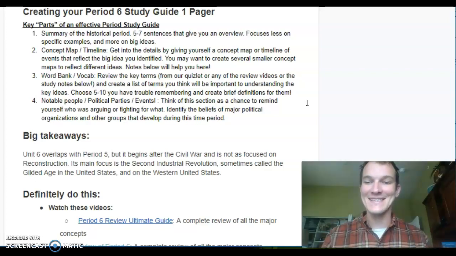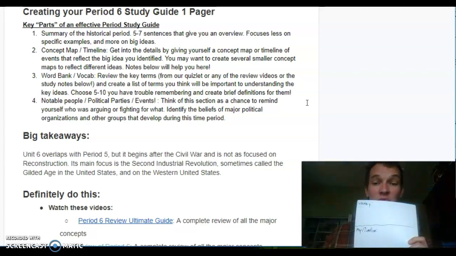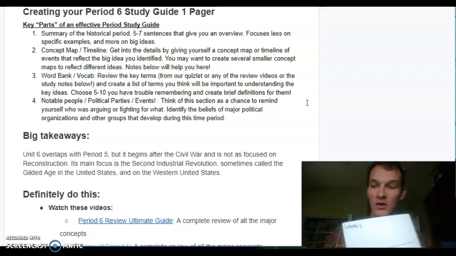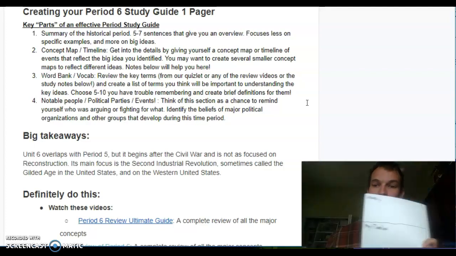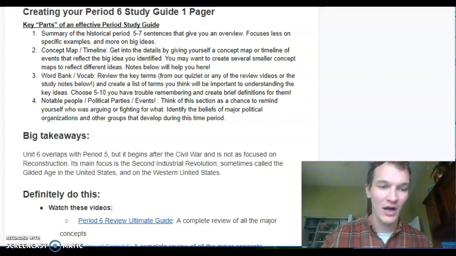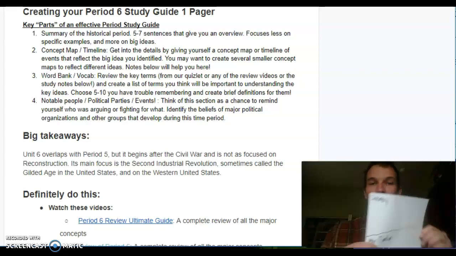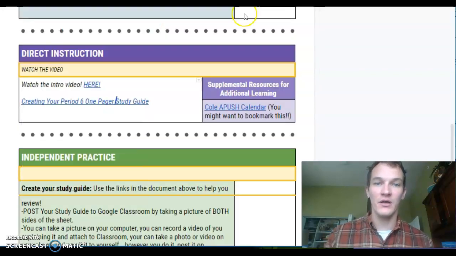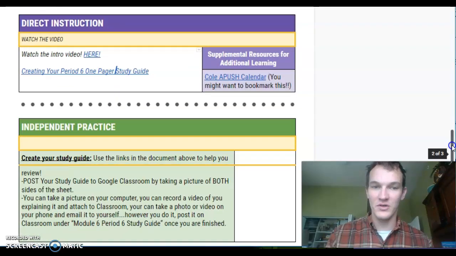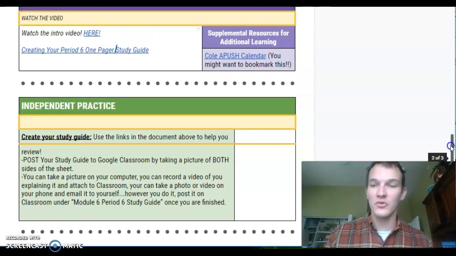So you're going to make that study guide. Then you can use what I'm using right now, Screen-O-Matic, or you can use your phone and you can take a picture of your study guide. Or there is a camera on your computer. You can take a picture using your camera. You're going to go to Classroom and you are going to upload your study guide. Okay, and it tells you the directions here. You're going to upload your study guide to Google Classroom.